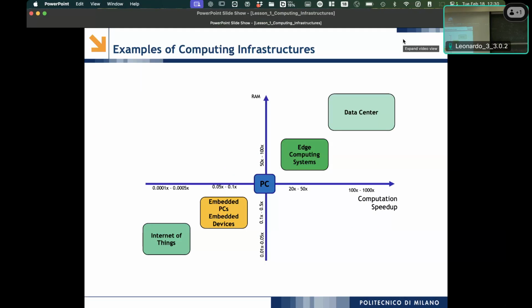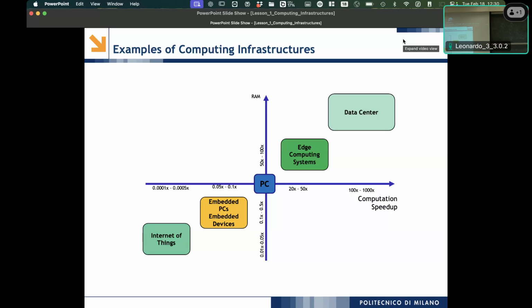Welcome everyone. Today, we move forward with the overview of computing infrastructures. Yesterday we have seen the general introduction. So, what is a computing infrastructure? Three elements.